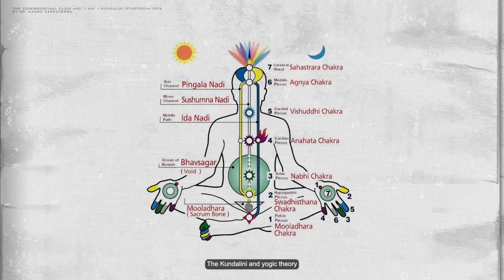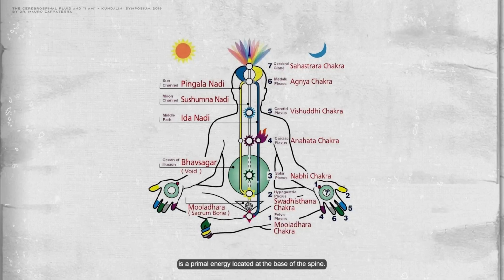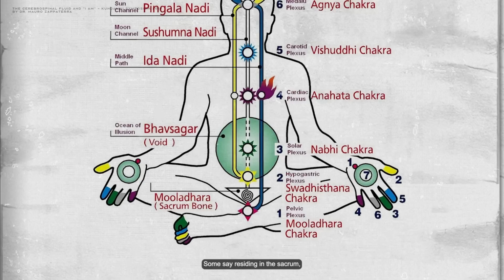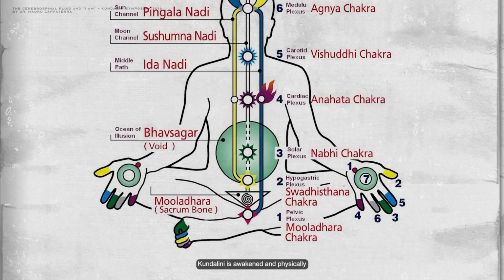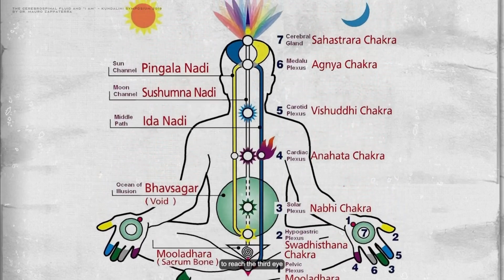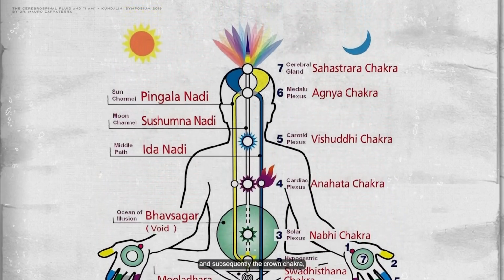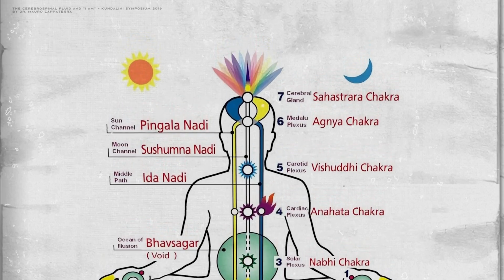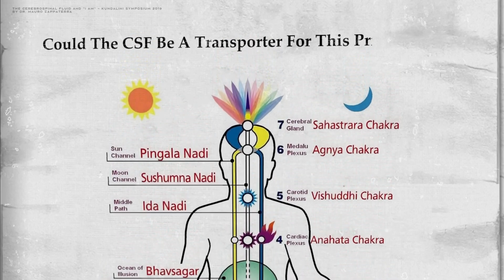The Kundalini in yogic theory is a primal energy located at the base of the spine. Some say residing in the sacrum, like a sleeping serpent waiting to be awakened. From yogic practice, Kundalini is awakened and physically moves up a central canal, the Sushumna, to reach the third eye and subsequently the crown chakra for awakening to occur. Could the CSF be a transporter for this primal energy?